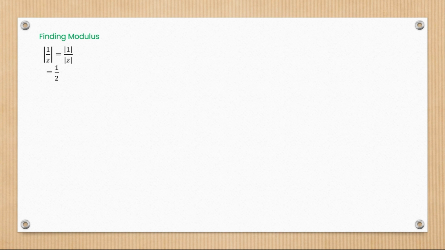And then we found from our calculations that the modulus of z is equal to 2. So that's what we end up with. We end up with a half. Then when we go to part 3, we're being asked to represent that on an Argand diagram, to represent each one on an Argand diagram.